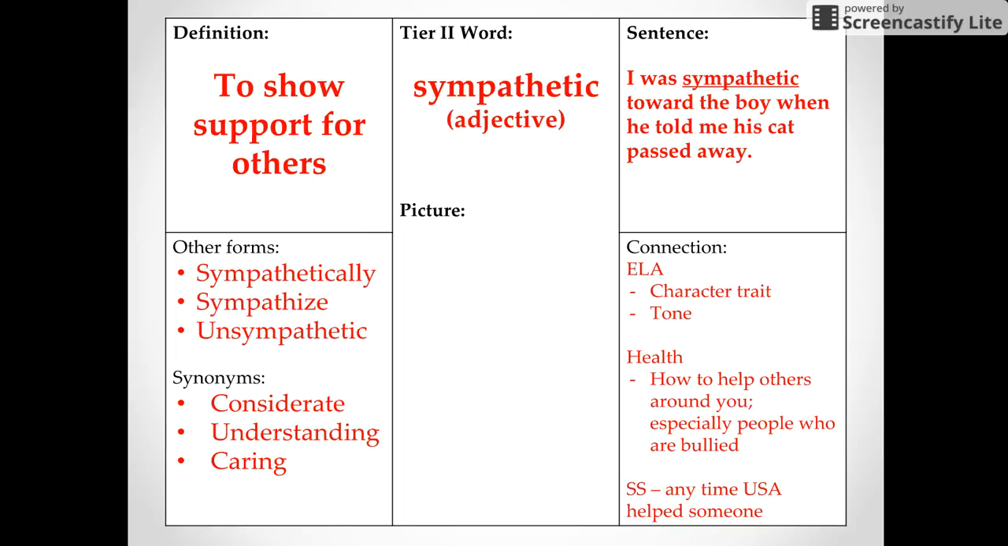The sentence I chose to use was, I was sympathetic toward the boy when he told me his cat passed away. Of course, if somebody tells me sad news, I would want to show support for them. In ELA class, you're going to use this word as a character trait or a tone word. In health class, you guys do a unit on bullying and helping others out, so you could use sympathetic there. And in social studies, anytime you see someone in history doing something where they're showing support for other human beings, you can use the word sympathetic.